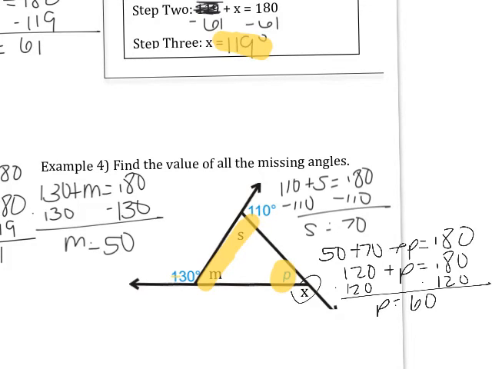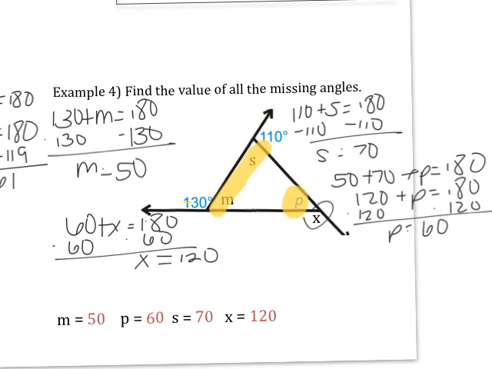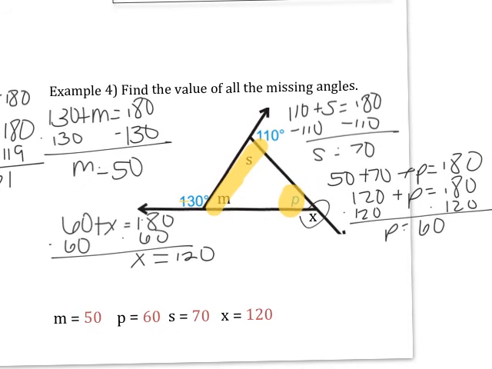Now we can find x, because p and x are supplementary. They add to 180. So 60 plus x equals 180. Subtract 60 from both sides. And 180 minus 60 is equal to 120. Check the answers. 50, 60, 70, 120. We did it. Don't forget, I didn't actually do this for any of these, but for all of these angles, you should have the little degree symbol afterwards. Don't forget your little degree symbols.